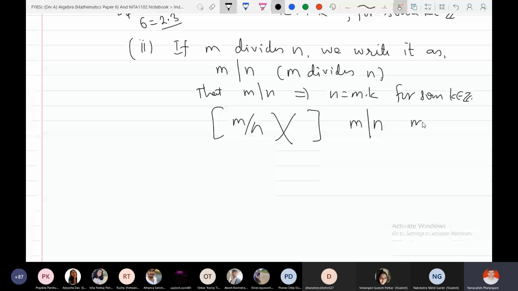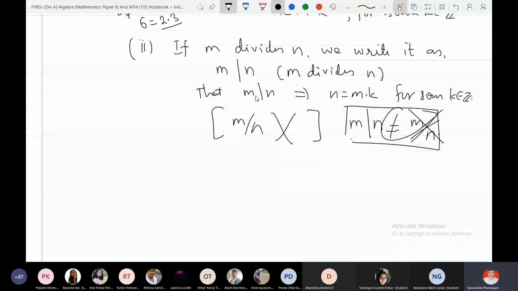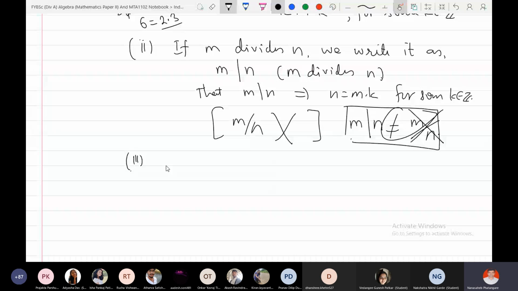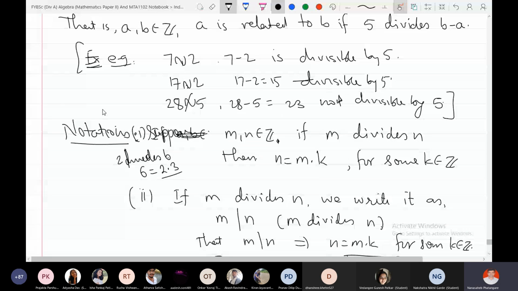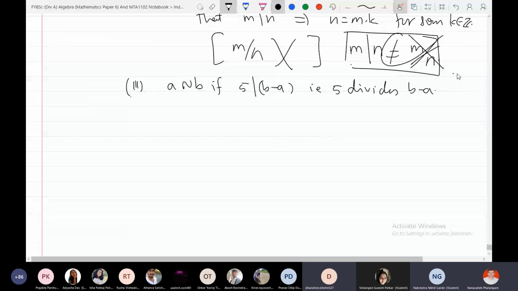The difference you should understand: m divides n, and henceforth when I say that m divides n, that means m vertical line n. This is just notation. So a is related to b if 5 divides b minus a. What does it mean? That is, 5 divides b minus a. This is a notation. Is the notation clear? Yes, sir.